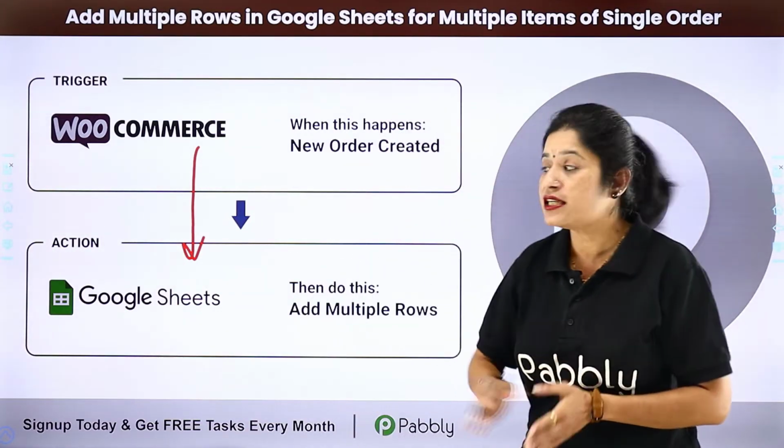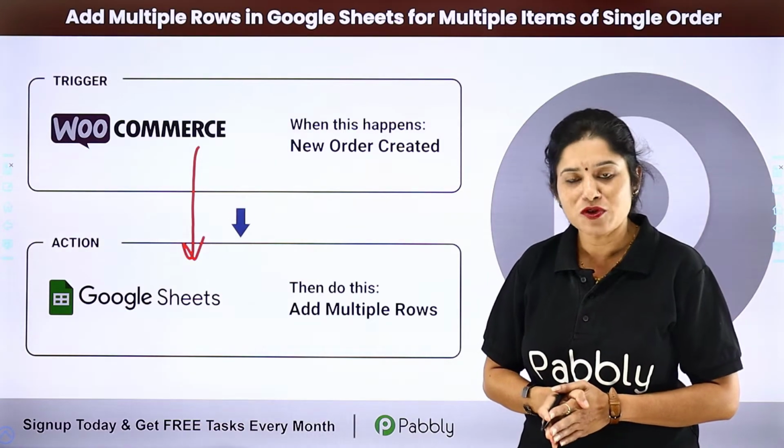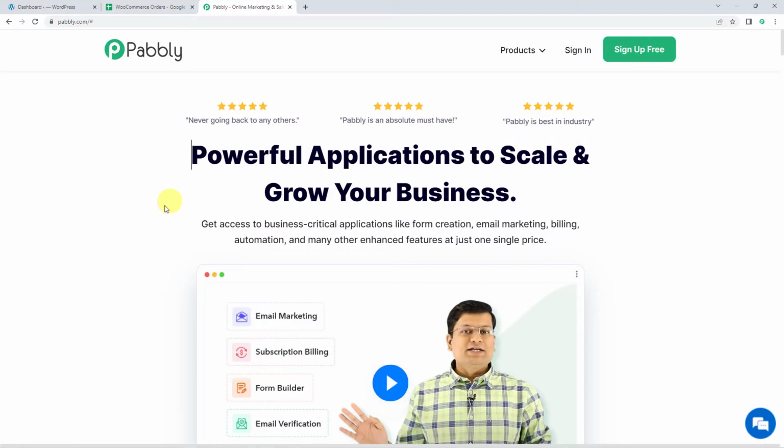So how can you integrate both these software applications using Pabbly Connect? For that, you need to come to my screen. To integrate WooCommerce with Google Sheets, first we need to log into pabbly.com. This is the website of Pabbly. Now, if you're a new user, you just have to click on the sign up free button and you can create your own account in just 2 minutes. And you're going to get free tasks every month.